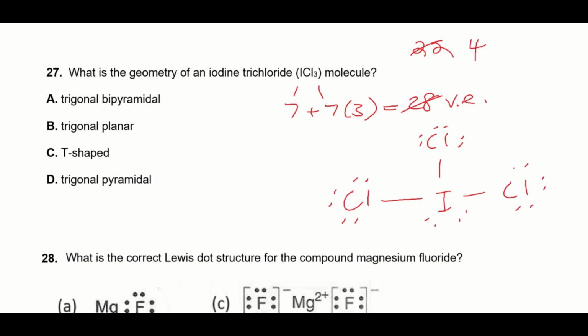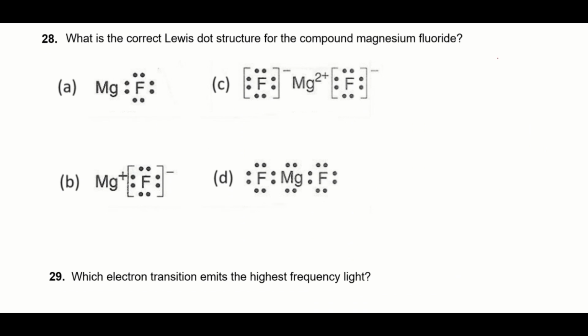But when you remove, you got to remove from the equatorial, remember? So it'll turn seesaw, and then if you remove another one, it'll turn T-shape.